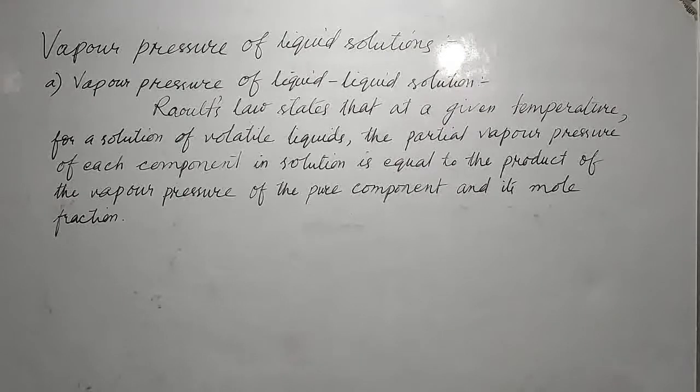The first one is when both the solute as well as the solvent are liquid. So that is the vapor pressure of a liquid solution. Here, according to Raoult's law, at a given temperature for a solution of volatile liquids, the partial vapor pressure of each component in solution is equal to the product of the vapor pressure of the pure component and its mole fraction.